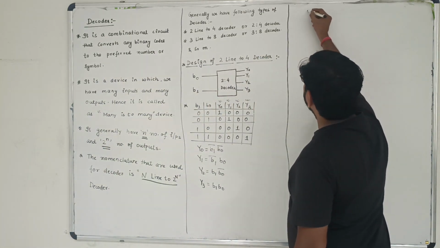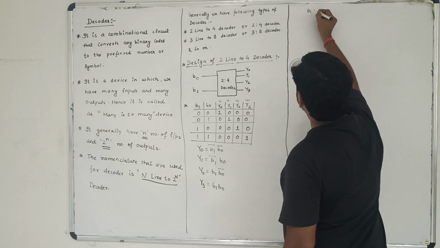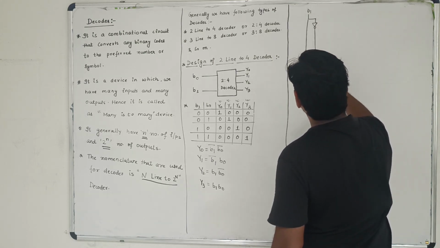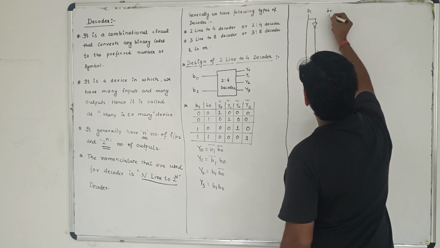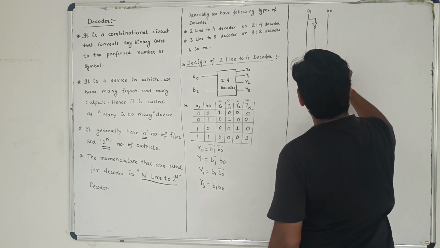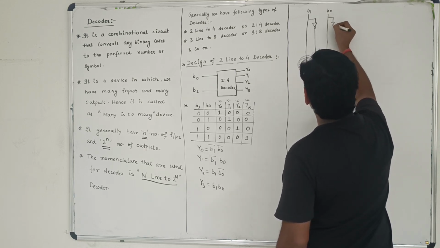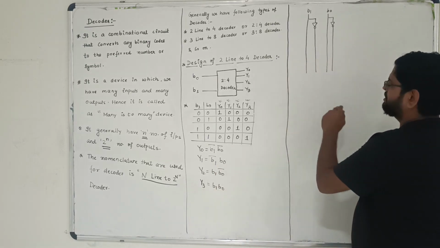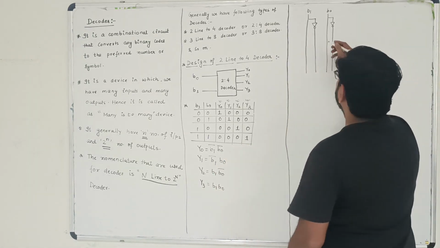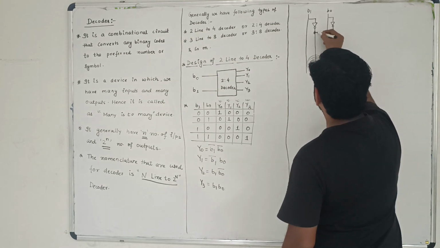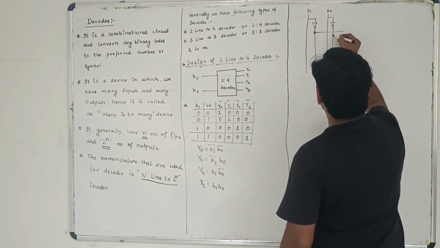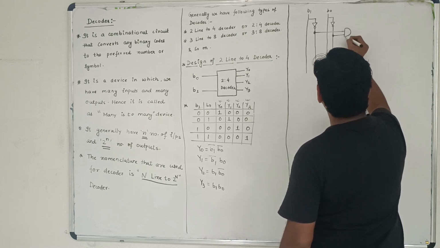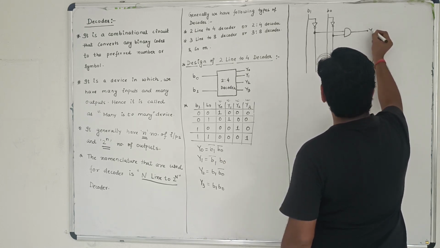It's a simple thing. We'll take B1 and we'll take the negation of B1. Similarly, we'll take B0 and we will take the negation of B0. After taking this, you just have to go for connections. B1 bar, B0 bar. So bar means this one will be activated, I'm taking this one, and I'm taking this one. Both of them are connected with an AND gate. This is the first output, that is Y0.